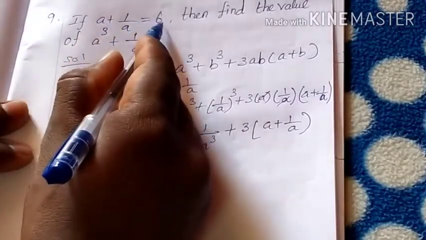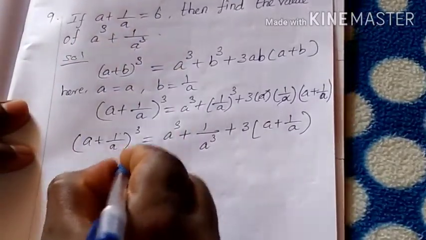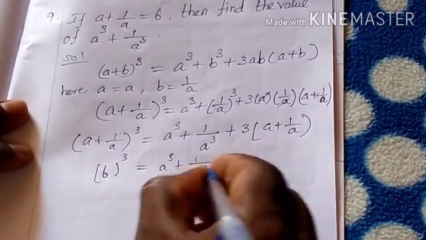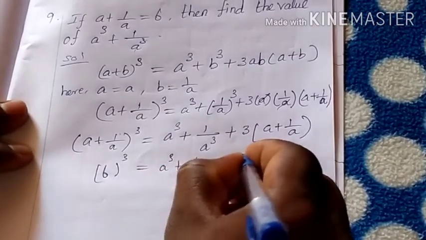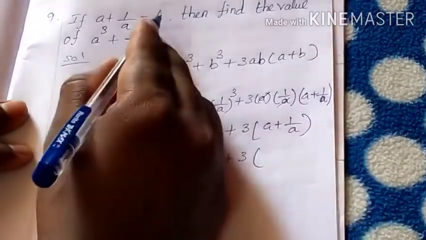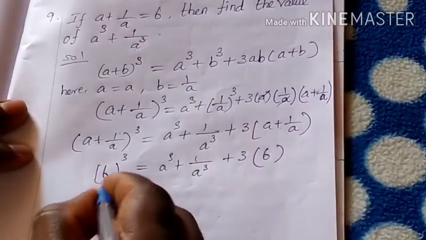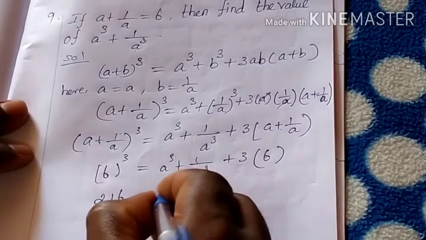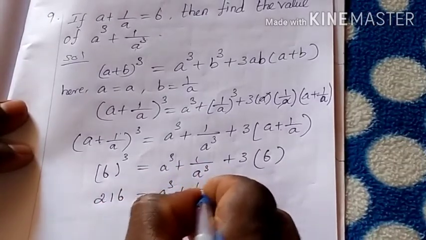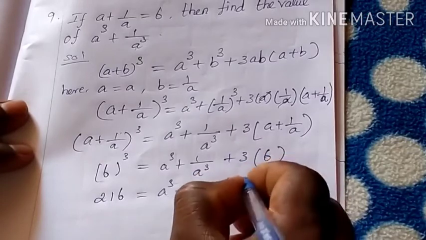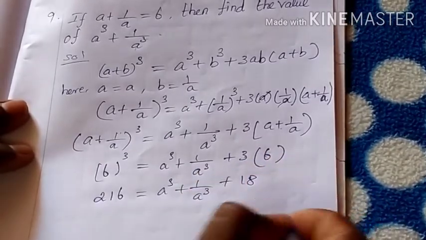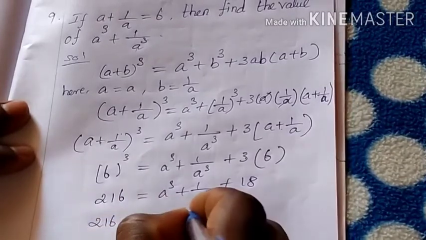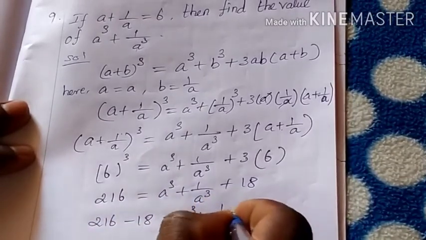A plus 1 by a is equal to 6. So 6 the whole cube equals a cube plus 1 by a cube, plus 3 into (a plus 1 by a), whose value is 6. Okay, 6 cube is equal to 216. So a cube plus 1 by a cube plus 3 sixes are 18. Okay, so making the transformation, 216 minus 18 equals a cube plus 1 by a cube.